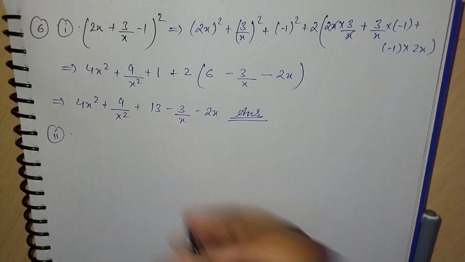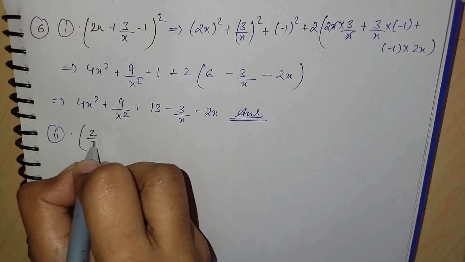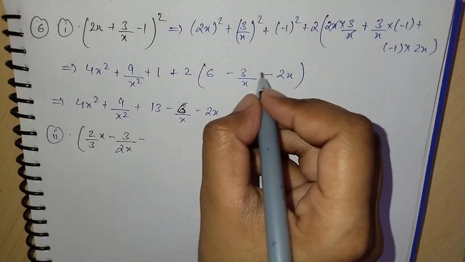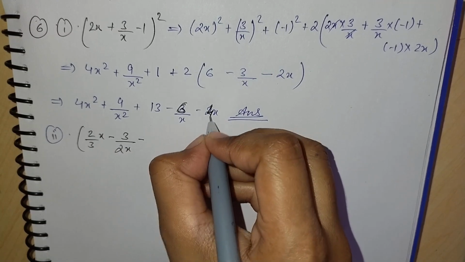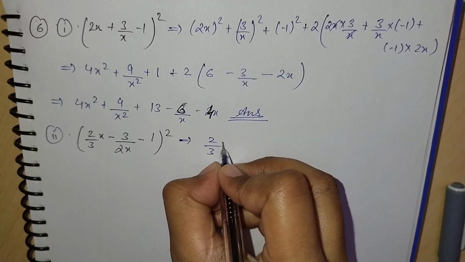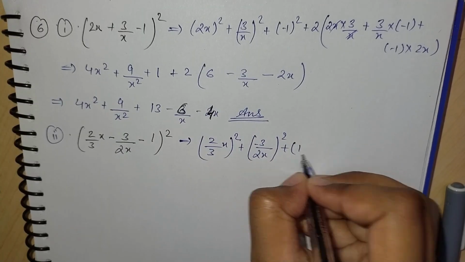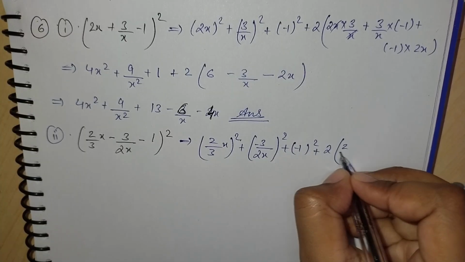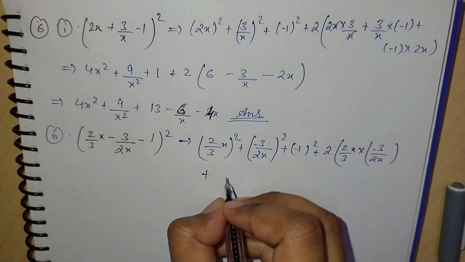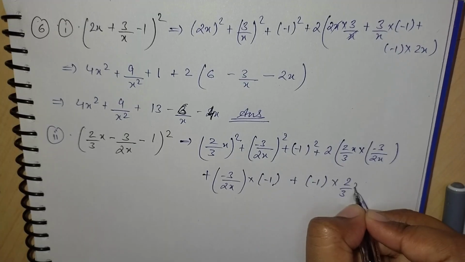Now the second part of this is, on solving we will get 2/3x − 3/2x minus here we have 6 because I'm multiplying this 2 from here, and here we have 4. Sorry, yeah, this is the answer here. Now here we have the whole square. On solving it, we will get (2/3x)² + (−3/2x)² + (−1)² + 2/3x into −3/2x + (−3/2x) into −1 + (−1) into 2/3x.